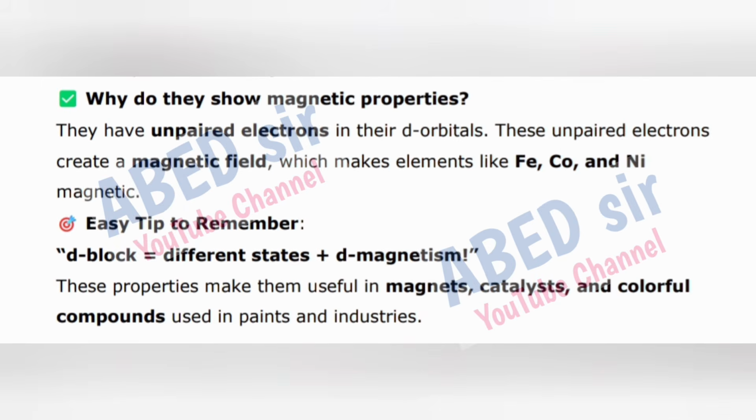Why do they show magnetic properties? They have unpaired electrons in their d orbitals. These unpaired electrons create a magnetic field, which makes elements like Fe, Co, and Ni magnetic. Easy tip to remember: D-block is equal to different states plus demagnetism. These properties make them useful in magnets, catalysts, and colorful compounds used in paints and industries.